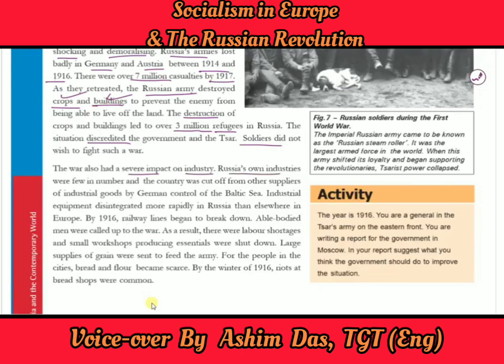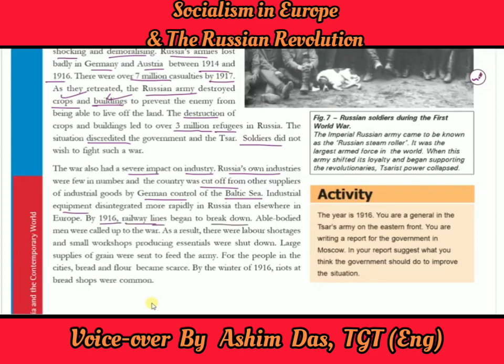Soldiers did not wish to fight such a war where there was only death and demoralizing impact. The war also had a severe impact on industry because Russia's own industries were fewer in number, and the country was cut off from other suppliers of industrial goods by the German control of the Baltic Sea. The Baltic Sea was controlled by Germany, and Germany was against Russia, so they could not get goods from other countries.